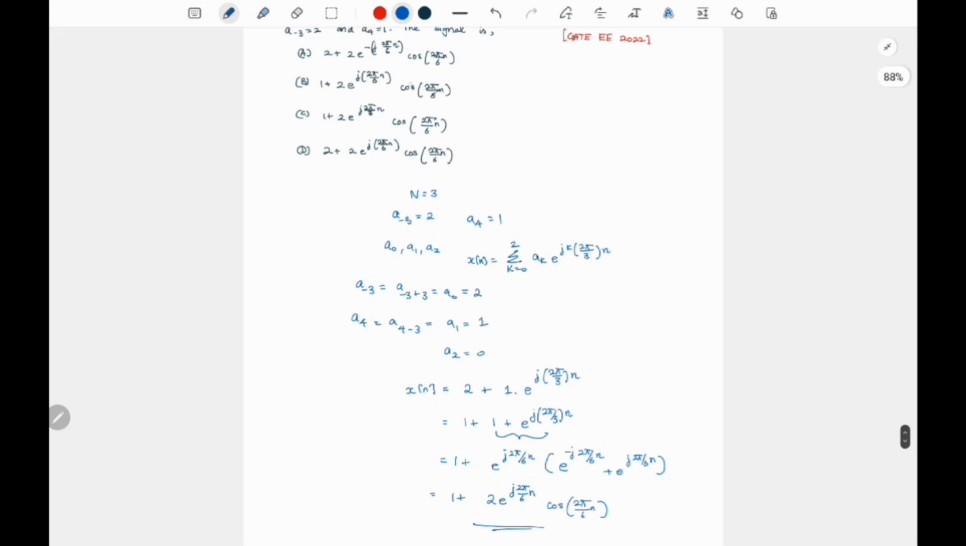Which is nothing but option B. I have 1 plus 2 e power j 2 pi by 6n cos 2 pi by 6n. Here I have minus, so it is not the answer. Here I have 2 pi by 3, no. And here I have 2 here. So this is also not the correct option. So option B is my correct option.